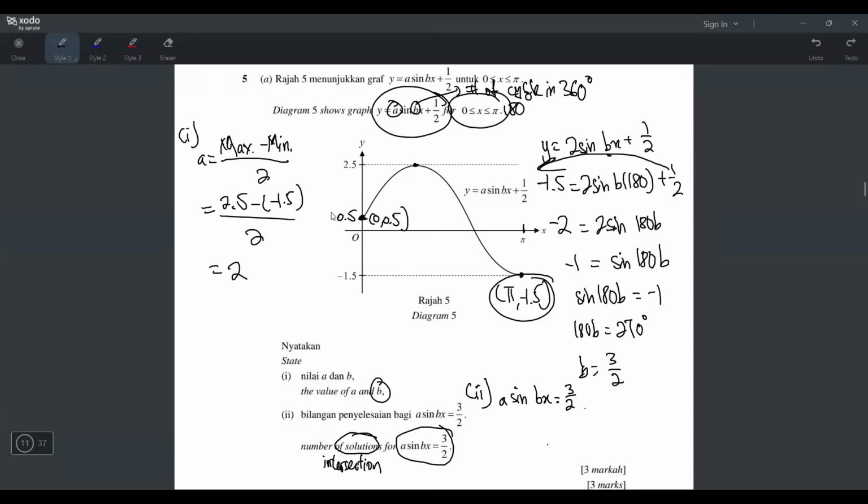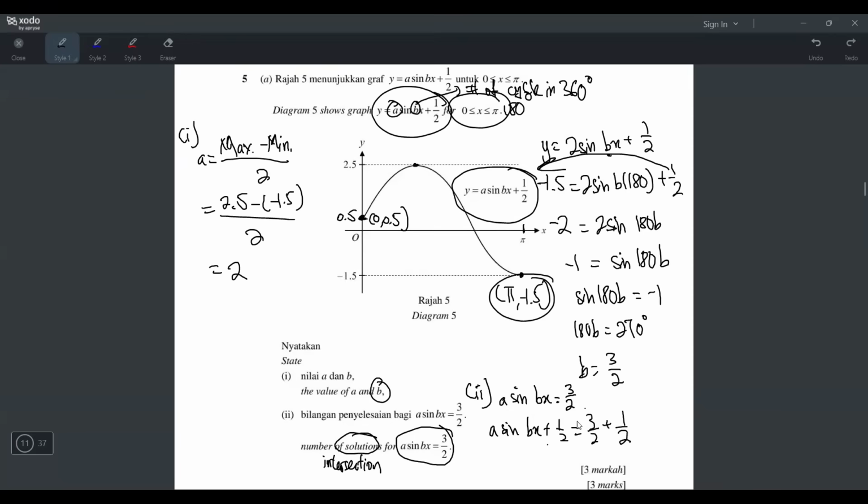Because it doesn't matter whether it's the equation of a straight line or a curve or trigonometry, dia mesti y equals, y equals mx plus c, or y equals anything. So the equation yang dia bagi tak ada y. So your mission now is to jadikan dia ada y. And how to do that? Refer to this: y is a sine bx plus 1/2, right? That means you can jadikan dia ada y, but you kena plus 1/2 both sides. So it becomes a sine bx plus 1/2, and the other side also plus 1/2.